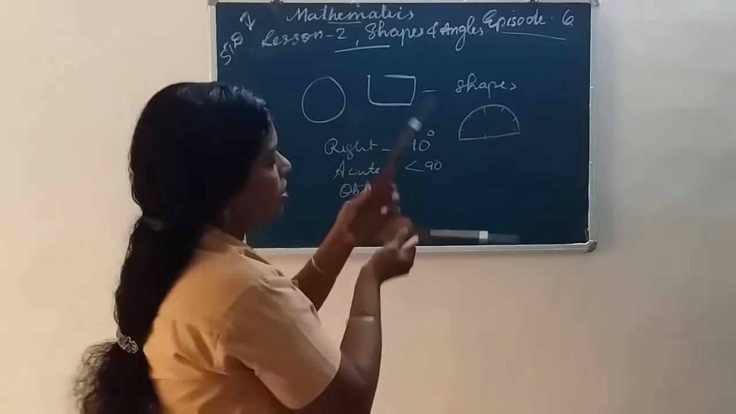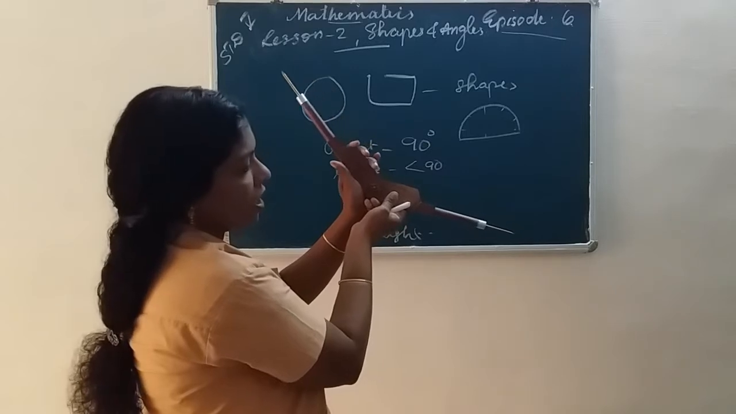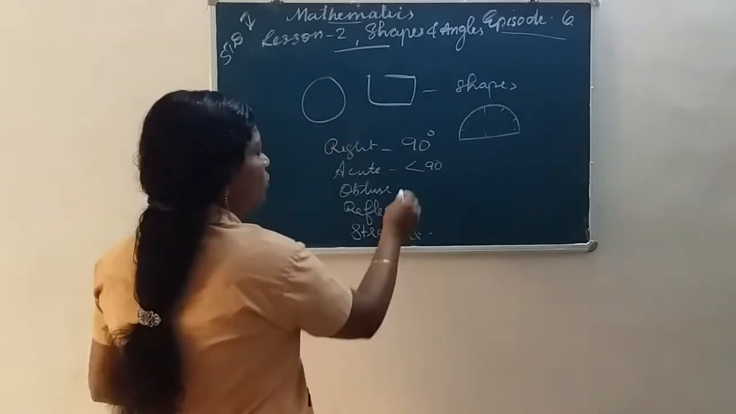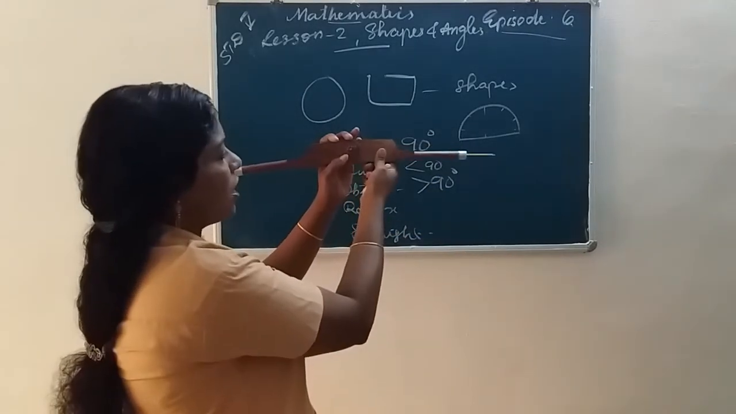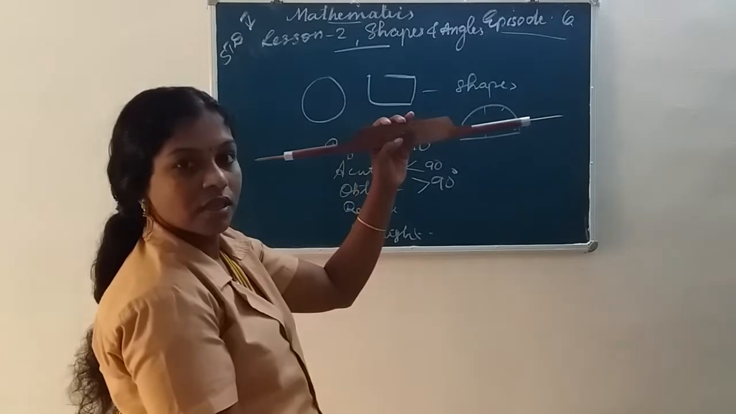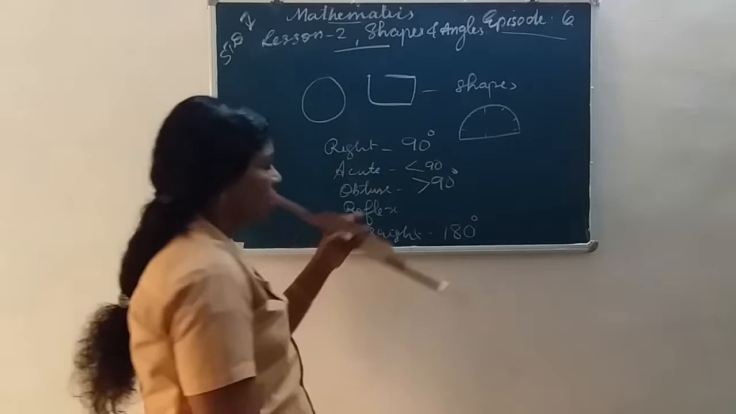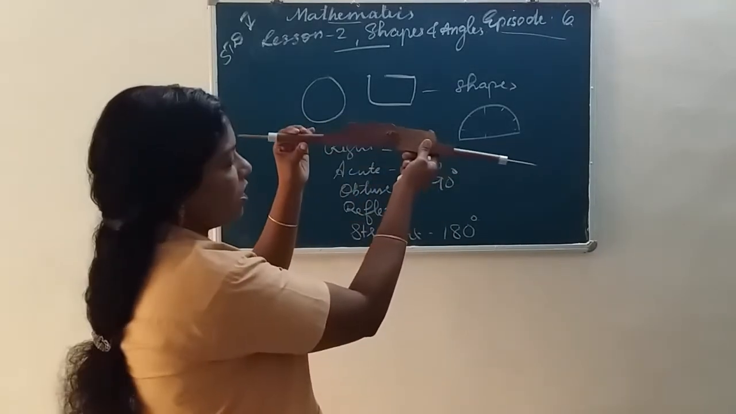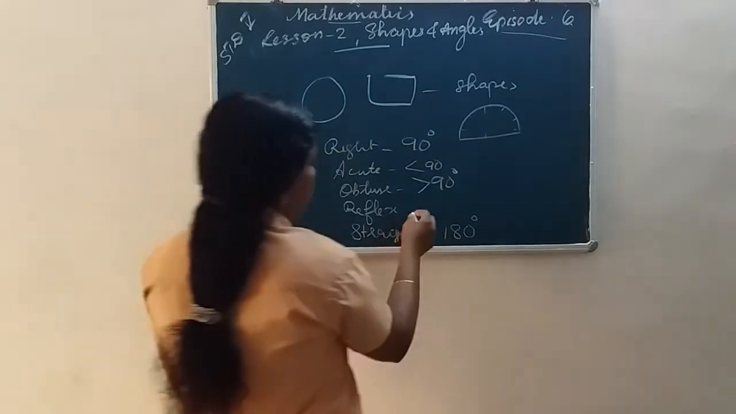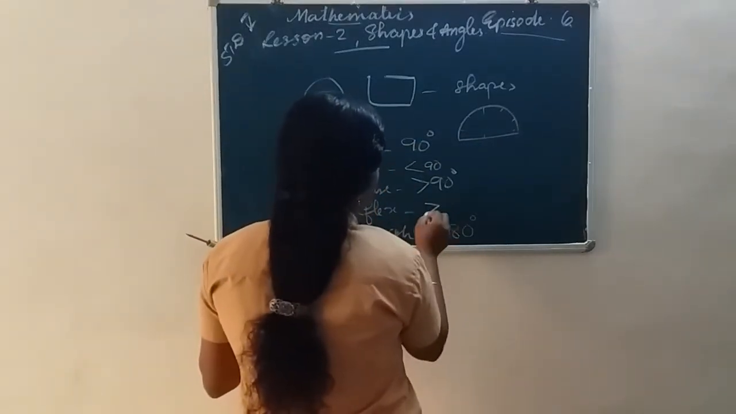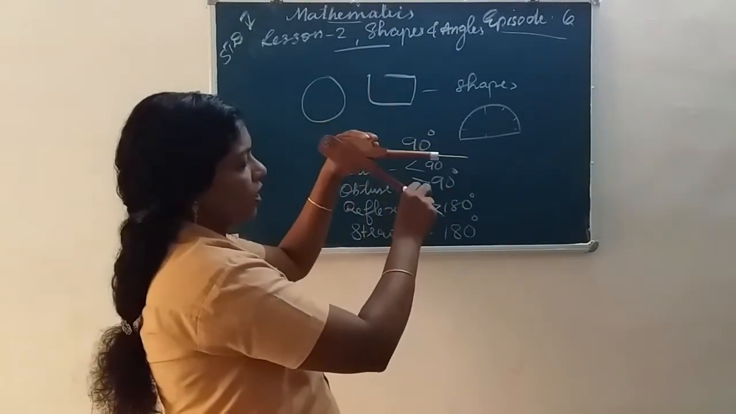In another case, this angle may go backward like this. These angles are obtuse angles, greater than 90 degree. And this angle goes to straight. These types of angles are known as straight angle, of 180 degree. Another type: this arm is turned again backward. These types of angles are called reflex angle, greater than 180.